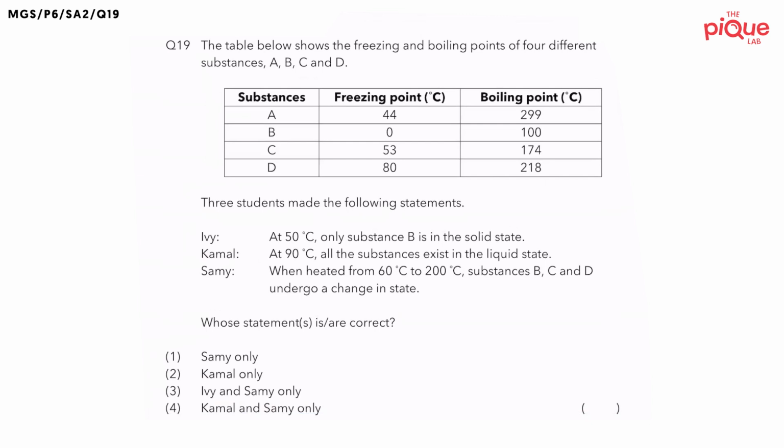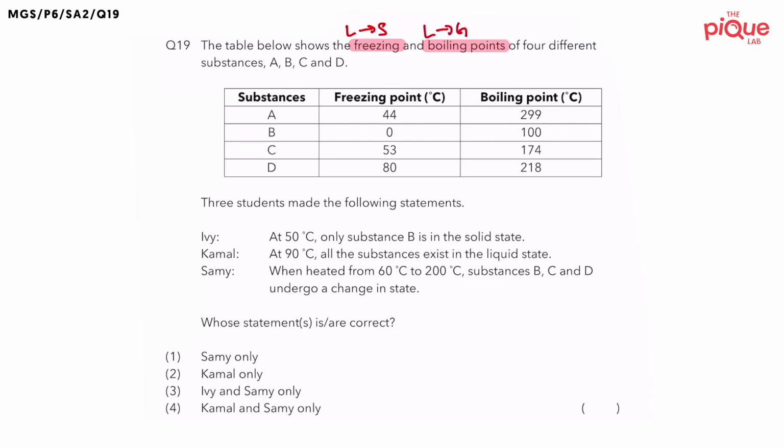Question 19. The table below shows the freezing point and boiling point of four different substances A, B, C, and D. Okay, so before we look at the question, let's recap a bit on what is freezing and boiling. Can you tell me what is freezing? Freezing is when a substance changes from which state to which state. Freezing is when a substance changes from liquid state to solid state. Alright, now how about boiling? Boiling is when a substance changes from liquid state to gaseous state.